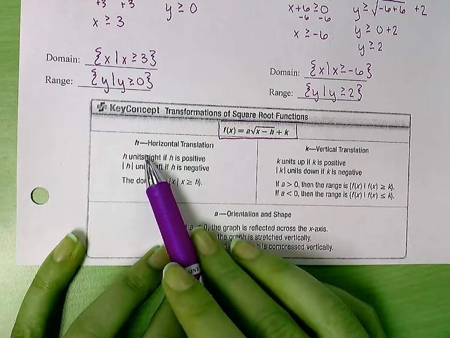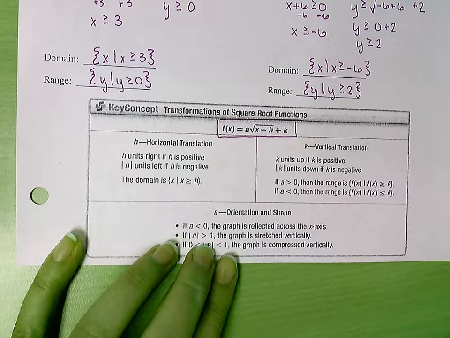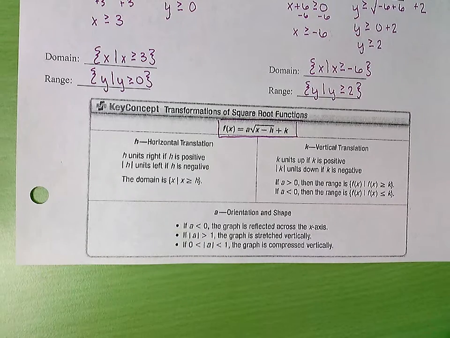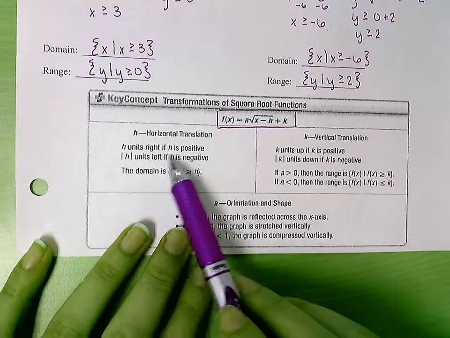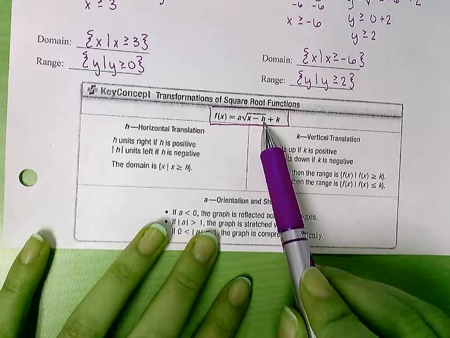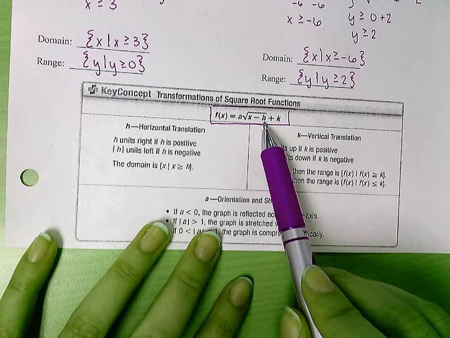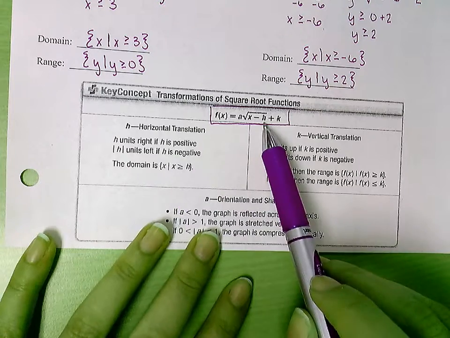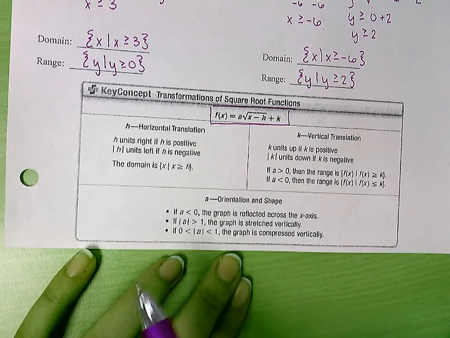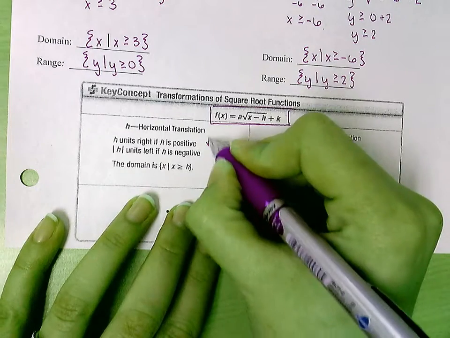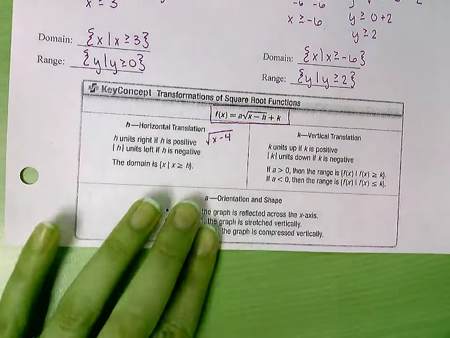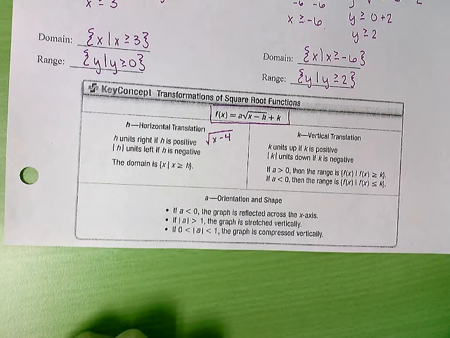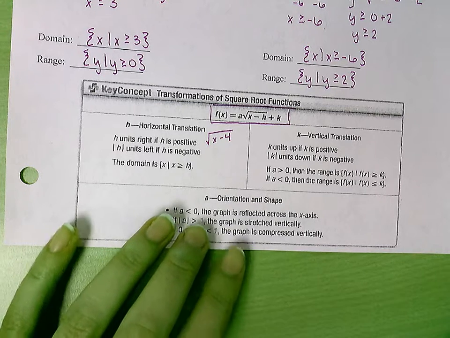H in this is your horizontal translation, so it moves it left and right. If h is positive, it moves to the right. If h is negative, it moves to the left. This is the one that gets kind of confusing. So if I had the square root of x minus 4, would I move left or right? I would move to the right.